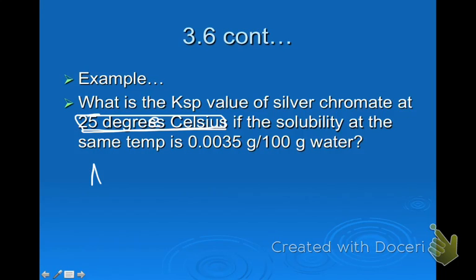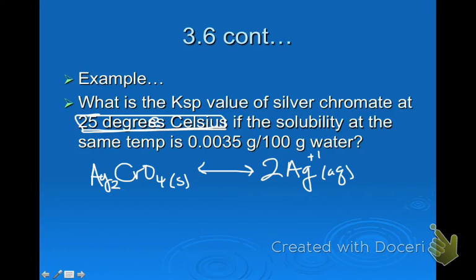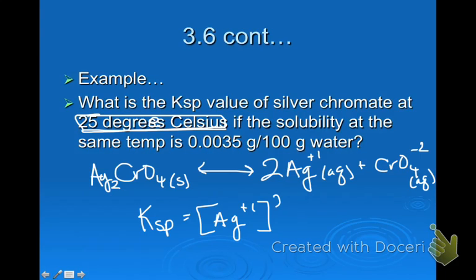So silver chromate, we have silver plus 1, and chromate is CrO4 minus 2. So when I write that compound's formula, I'm going to have 2 silvers and just 1 chromate. So I have Ag2CrO4 as a solid, and then when that solution is saturated, I'm going to have 2 silver ions that are aqueous and 1 chromate ion that is aqueous. And so therefore my KSP is going to be silver, and its concentration is going to be squared, and chromate not squared. So there's my KSP.